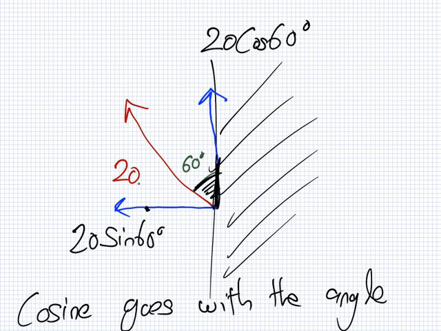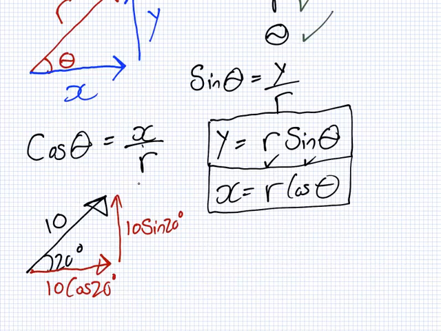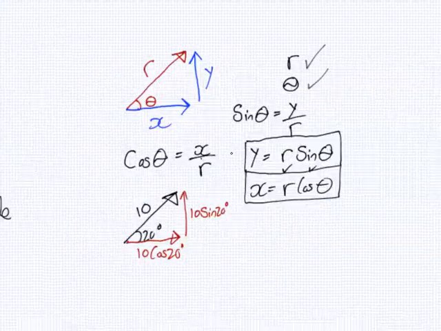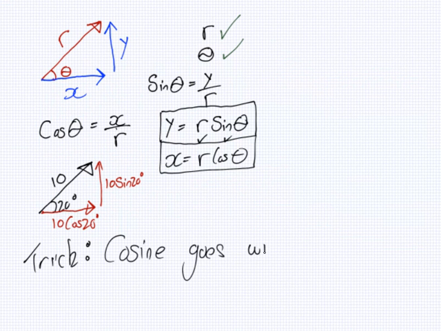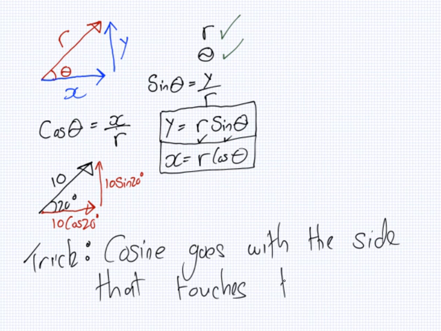I don't know if you want to write that down, but you definitely need to write this down, and maybe write down my trick as well. My trick: the cos goes with the side that touches the angle. That's how I think about it, rather than opposite and adjacent, because you can get a little confused sometimes.